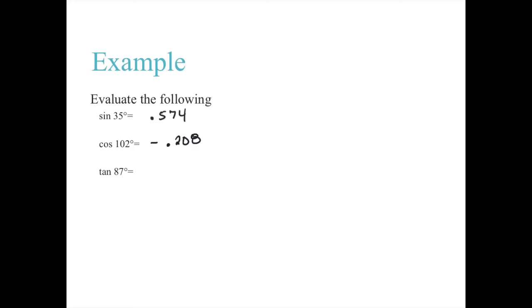And for tangent, I'm going to put in tangent of 87 degrees. I type in 87, and then I push the tangent button, and I get 19.08. Now this is the ratio or the value of, in the case of tangent, opposite over adjacent. The measure of the opposite side over the measure of the adjacent side. But to evaluate them, you can simply punch them in your calculator.